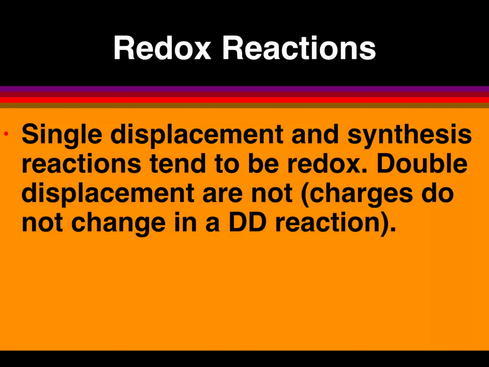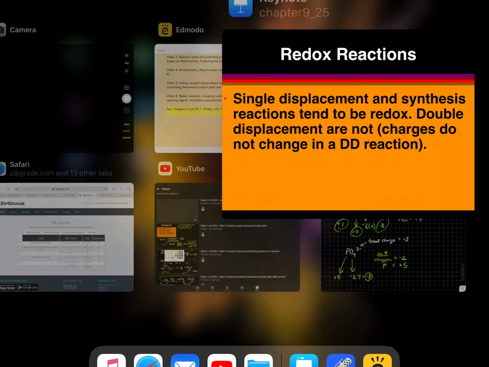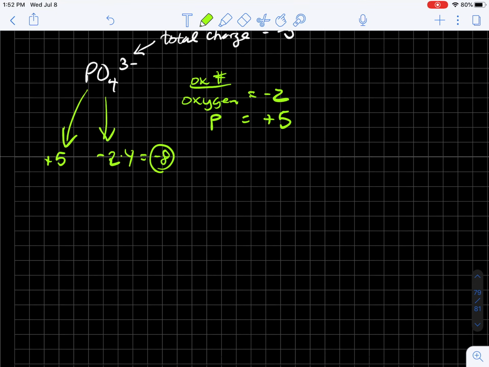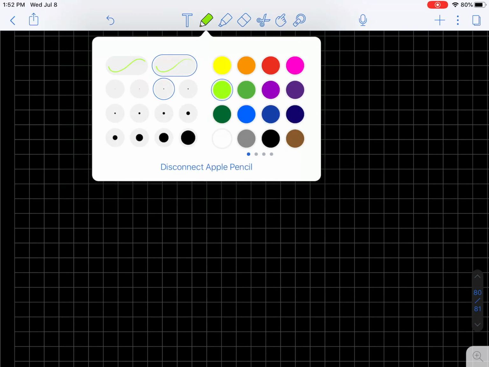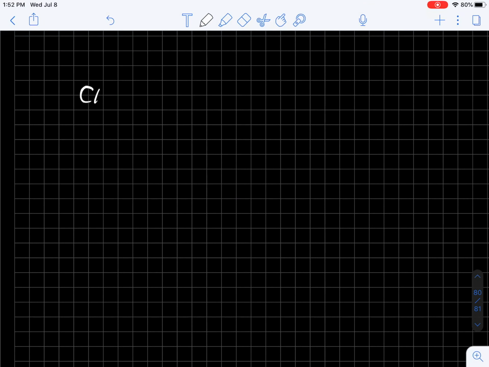Now, I said earlier that any type of reaction can be a redox reaction except double displacement. Because in double displacement, you're switching the charges, you're not changing the charges. The same charge goes to a different material. There's no movement of the electrons. But we could do a quick combustion reaction to prove that combustion can be redox, right? Let's say we burn methane with oxygen. That's going to produce carbon dioxide and water.